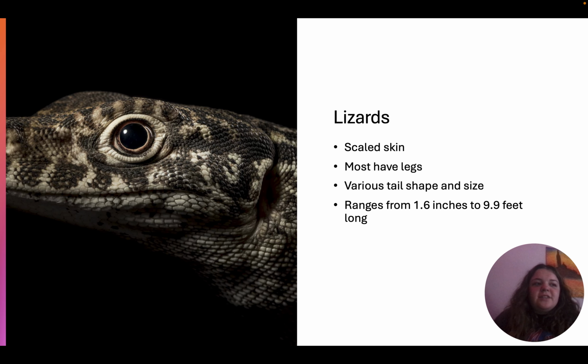Next, let's talk about lizards. These reptiles are among the most widespread, appearing on every continent except Antarctica. Lizards have scaled skin, most have legs, and they have various tail and shape sizes. They range from 1.6 inches to 9.9 feet long. They also live in a wide range of habitats, they have detachable tails for predator escape, and they help control rodent and insect populations. They thrive in nearly every kind of ecosystem, from dense rainforests to arid deserts.